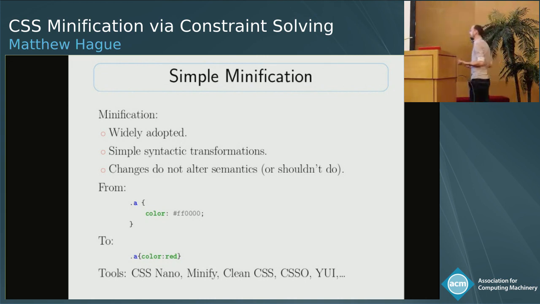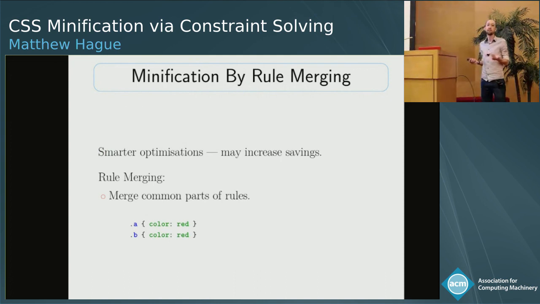So these syntactic rewrites are nice enough, but there's only so far you can go. And what we're kind of interested in, say, as researchers, is can we do something a bit smarter and increase the savings in the process? So one particular technique we're going to focus on is something called rule merging, where we're going to look for common parts of these rules, and we're going to try and combine them into a single rule that has all the same information, which saves us some more space.